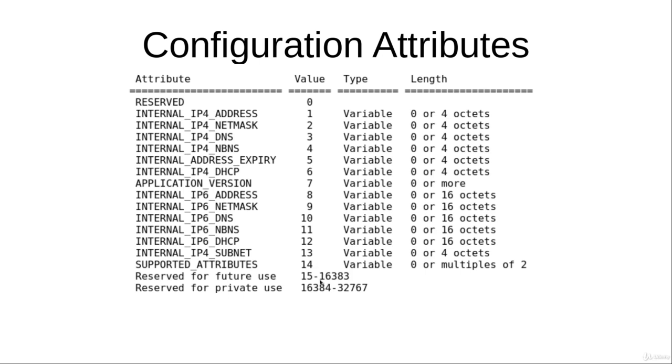The supported attributes type, when used within a request, must be 0 length and specifies a query to the responder to reply back with all of the attributes that it supports. This will provide the initiator information about attributes it can request.